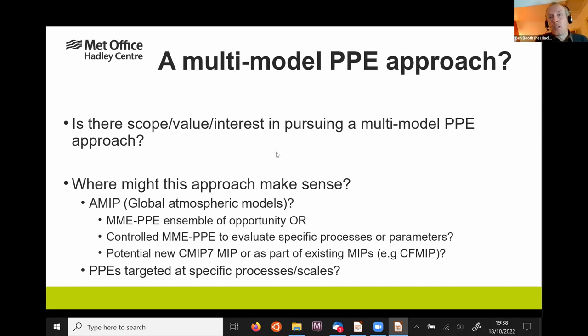So I just want to put that out there and see if there is an interest across different modeling groups in collaborating along a multi-model PPE approach. I was really interested to hear that in North America there's already some coordination, and I wondered if anyone had any comments on that.